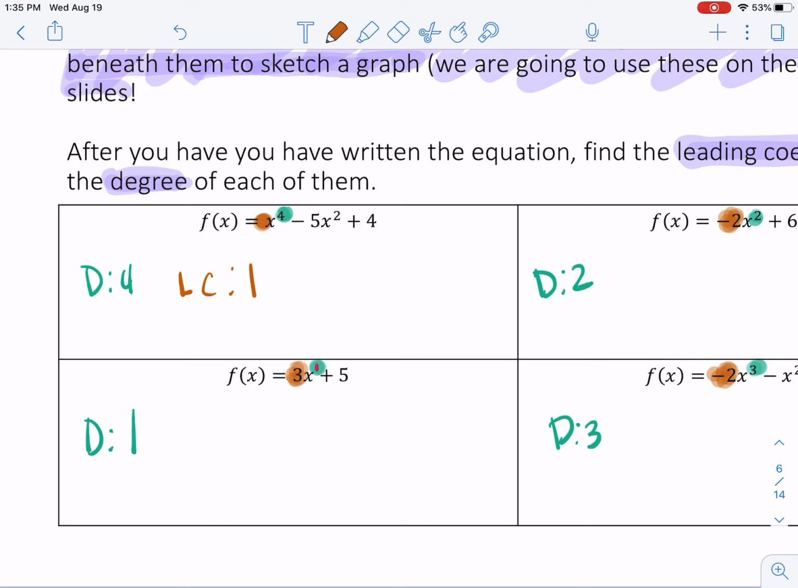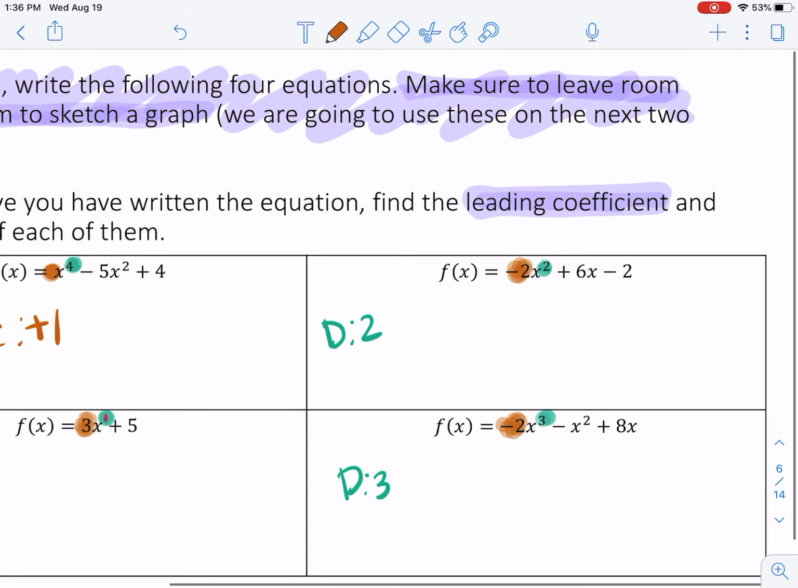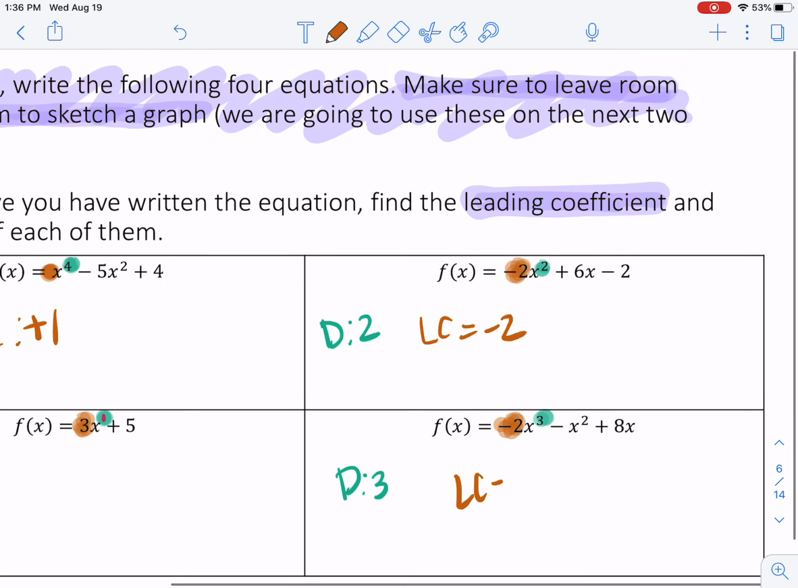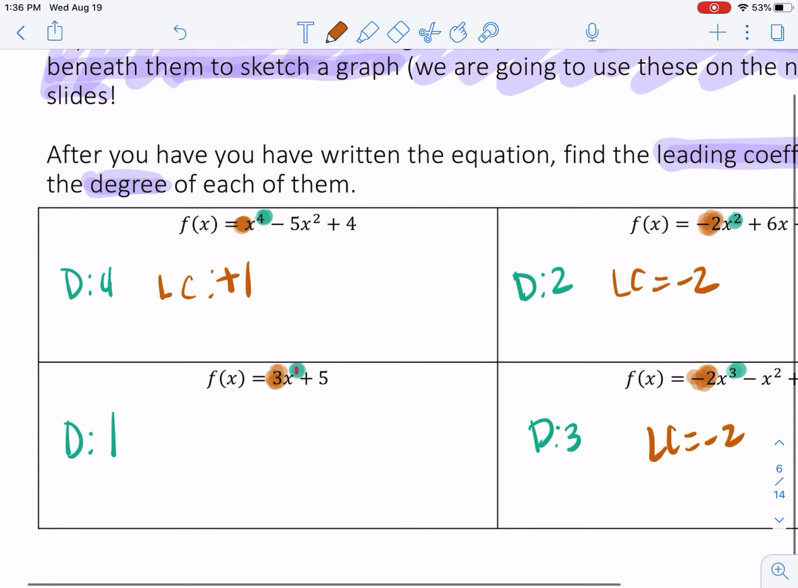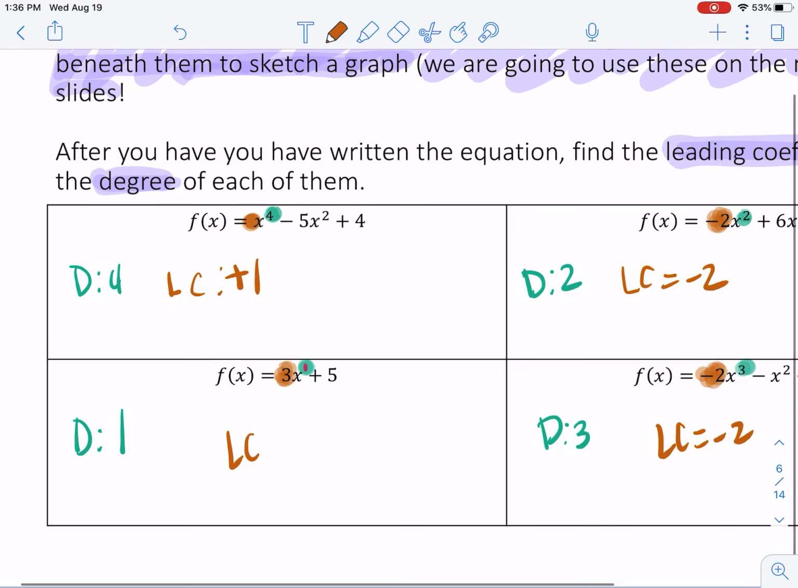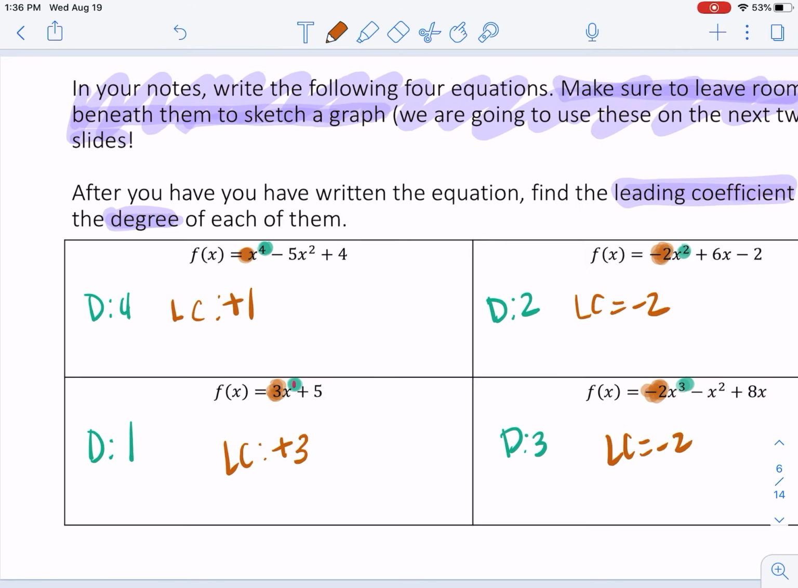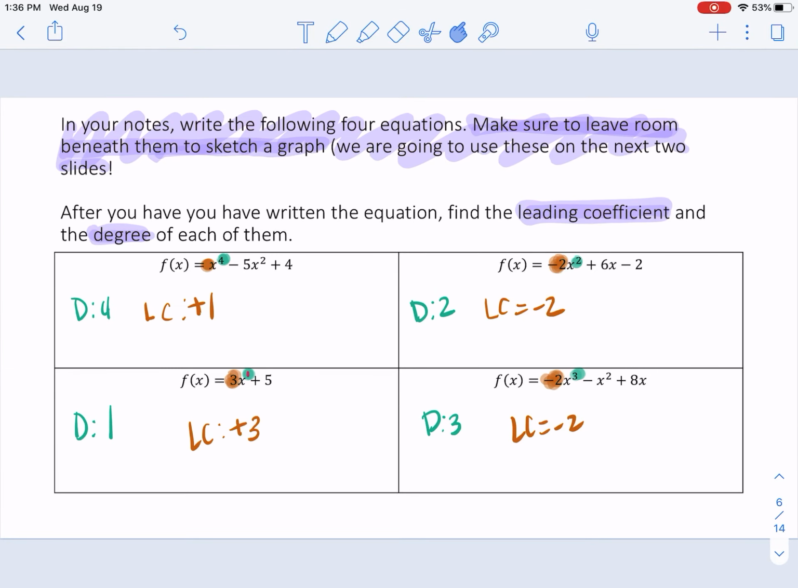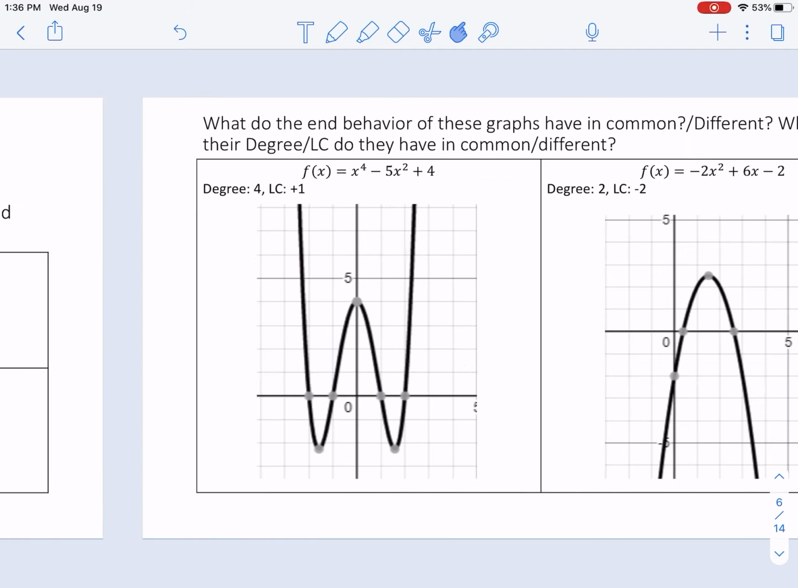I make a really big deal here, however, that this is a positive 1, and we'll see why in the next page. On this one, my leading coefficient is -2. I have another leading coefficient of -2, and this one a leading coefficient of +3. So you will see these in the next few slides. We needed to find the degree and the leading coefficient first because we're going to see how those relate to our end behavior in the next few slides.